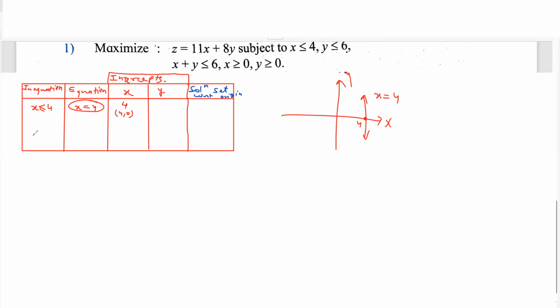Now, what will be the y-intercept of this line? The y-intercept of this line is not applicable, so just put a dash. This line x equals 4 will never intersect the y-axis. So put a dash. And then it comes to the solution set, which we will decide later. Then I go to the next one. And what is the next one?